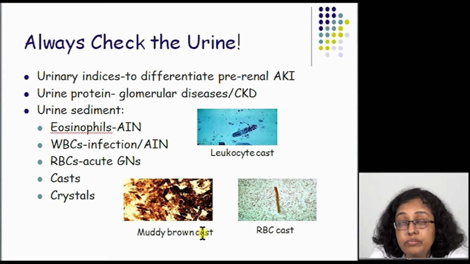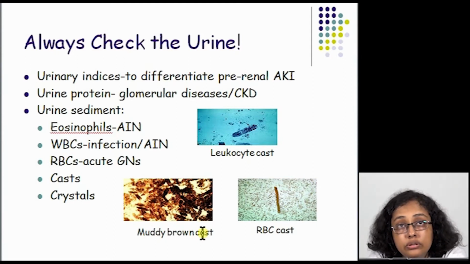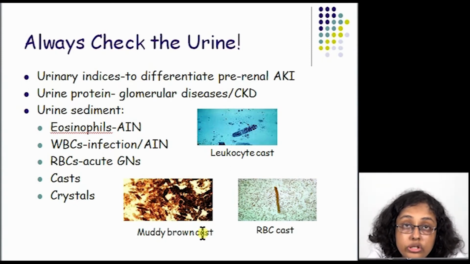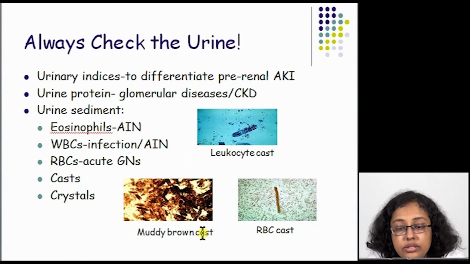Always check the urine if the patient is passing urine. Why is this important? Because the urinary indices often are a simple way to differentiate between pre-renal AKI and acute tubular necrosis or acute tubular injury. If there's protein in urine, it could be suggestive of glomerular disease or a pre-existing chronic kidney disease.